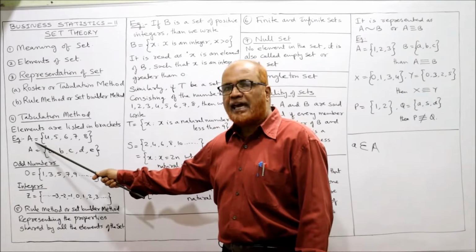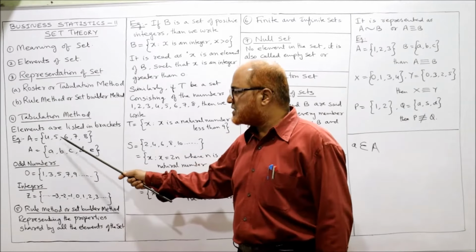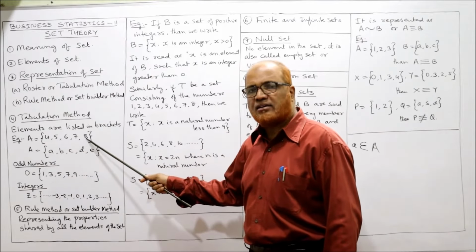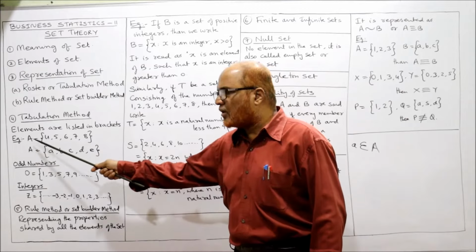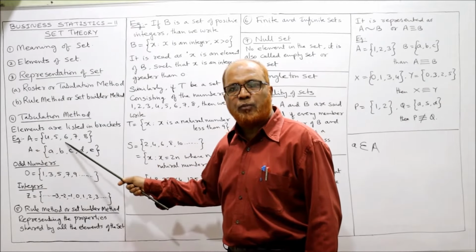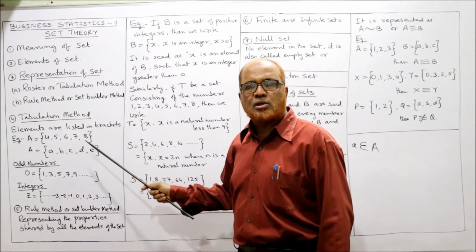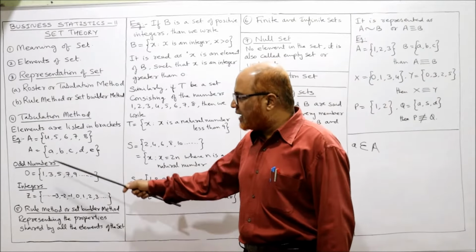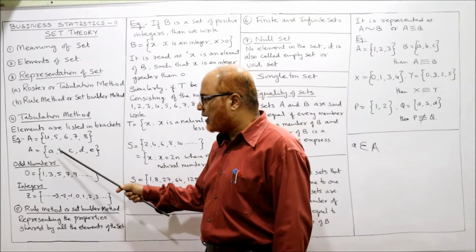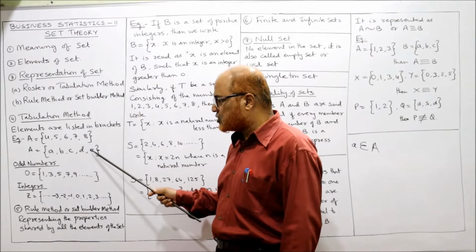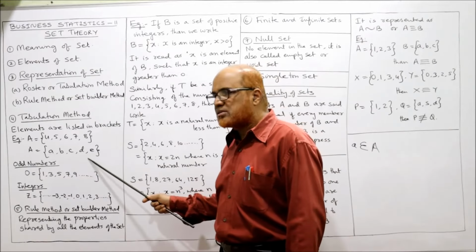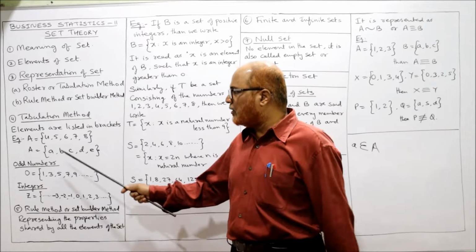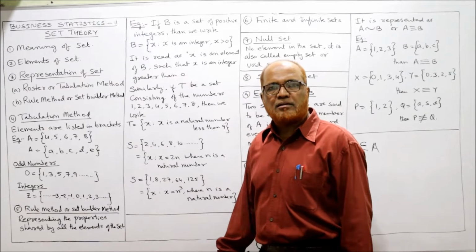Example: A is a set. The elements of set are 4, 5, 6, 7, 8. All these are the elements of this set A. So we are putting the elements in a bracket. So this is an example of tabulation method or roster method. Another example, A is equal to small a, small b, small c, small d, small e. These are the elements of the set A, and we put all the elements in a bracket.